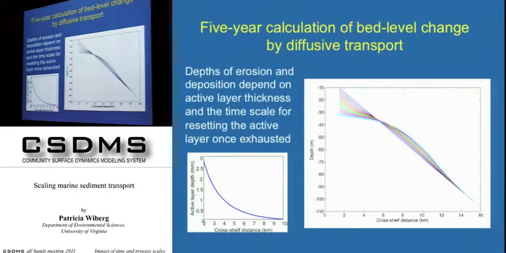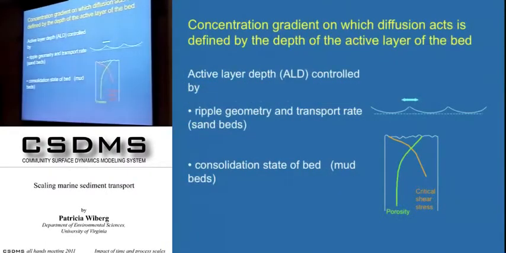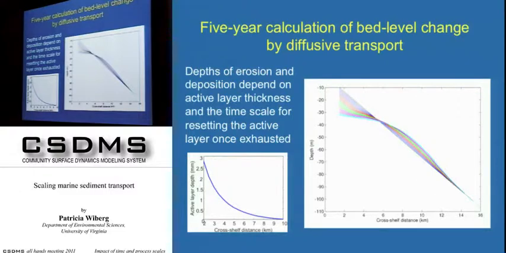So what I did is I took a typical representation. Let me just back up and say that the thickness of both of these layers depends on the excess shear stress, the difference between the stress applied by the flow and the critical shear stress for the sediment. So taking a reasonable cross-shelf range of values for that, to get a variation in the active layer depth, I applied the diffusion to it. I started with an initial linear slope, and I get something like this. I mean, the shape is reasonable.